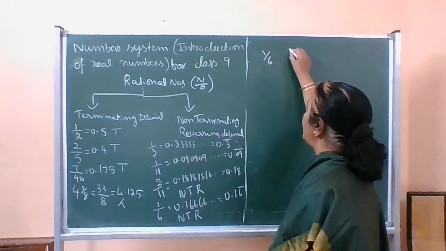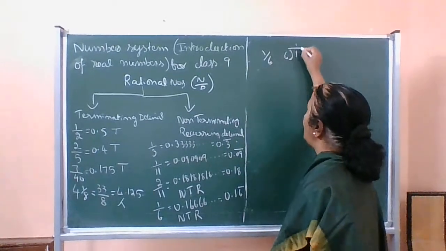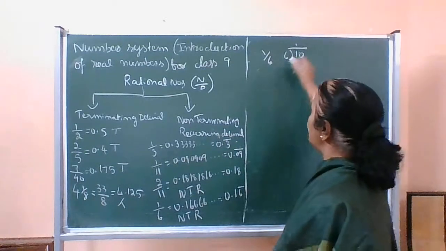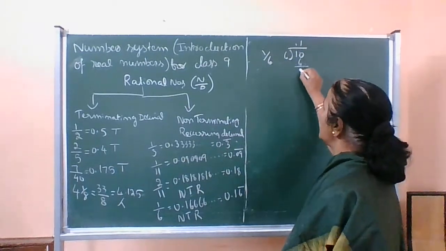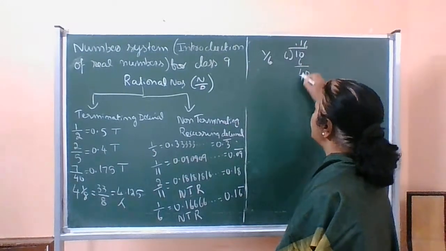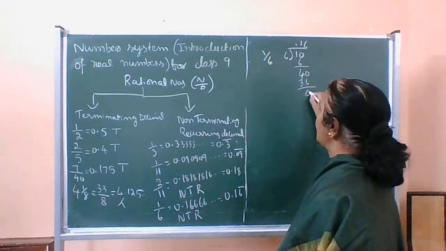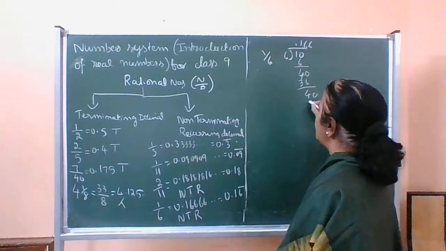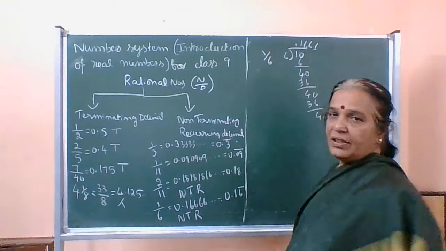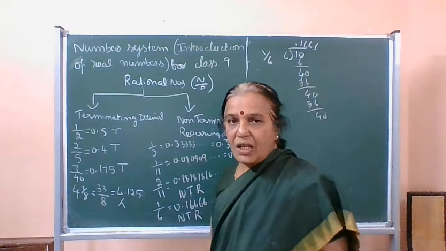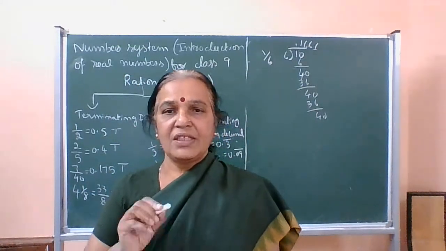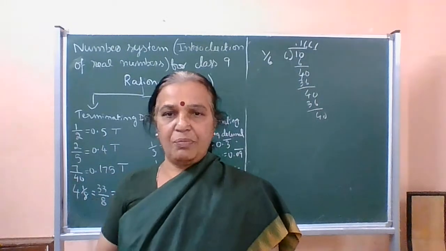Now, let me show the division of 1 by 6. If you divide 1 by 6, 6 goes 0 times, so put a point and add a 0. 6 ones are 6, remainder 4. Then add a 0. 6 sixes are 36, remainder 4. Again 6 sixes are 36. Again 4. 6 sixes are 36. That means the first 1 will not repeat. After 1, the 6 will keep on repeating.